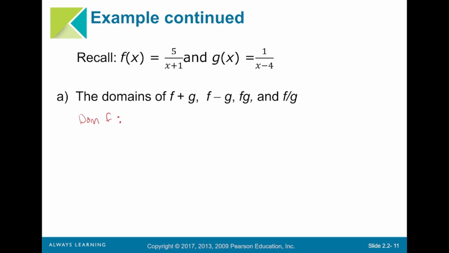Well, f is a fractional function, which means we need to be worried about 0 denominators. So we want to know when x plus 1 equals 0, and then not include that x value. If we subtract 1 from both sides, we get x equals -1. So the domain of f is everything but -1, or -infinity to -1, union -1 to infinity. Everything but -1.